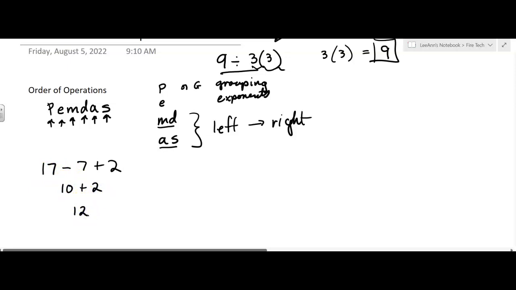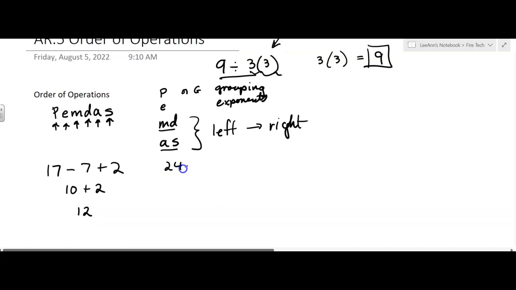Now let's say we have 24 divided by 6 times 2. Well, we're going to do left to right. We're going to do this division. 24 divided by 6 is 4. 4 times 2 is 8. I always like to put a box around my answers. Now let's get a little more complicated.